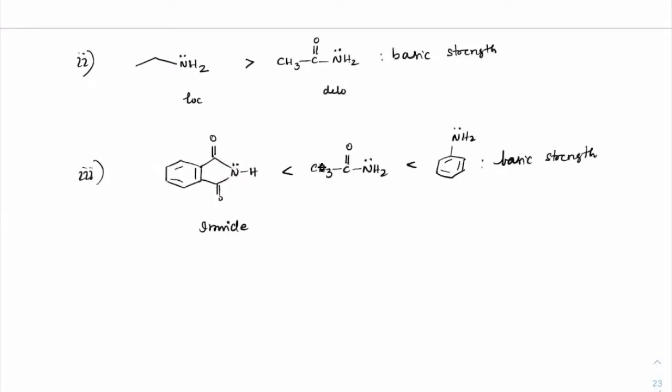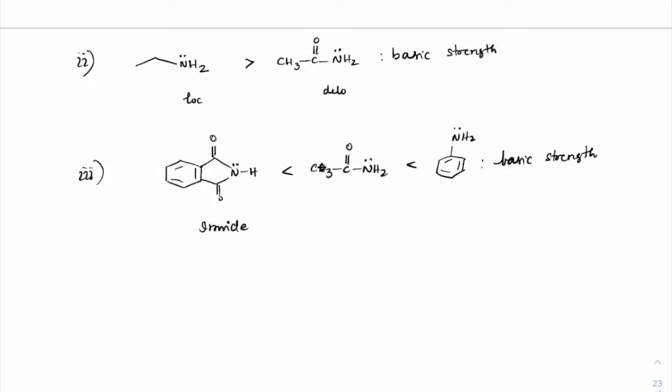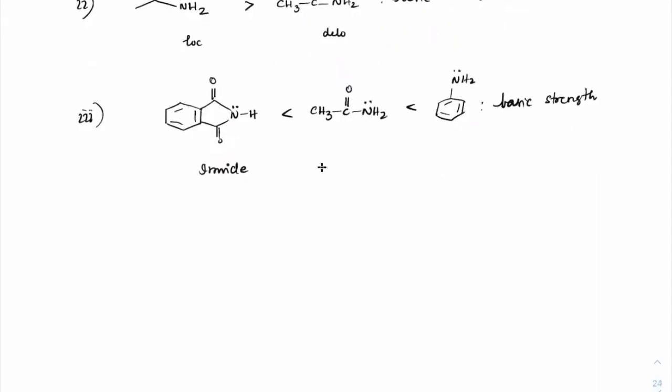Here resonance is on both the sides. In fact, it is so much less basic that it is almost acidic. So we can say it is sufficiently acidic. Instead of actually donating the lone pair, it would give away H plus and act like an acid. So remember, this is not taken as a base, it is regarded as an acid.